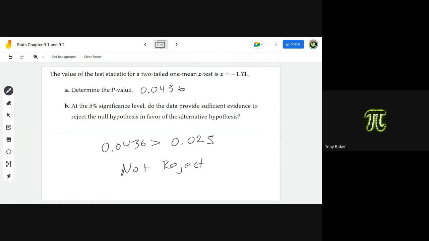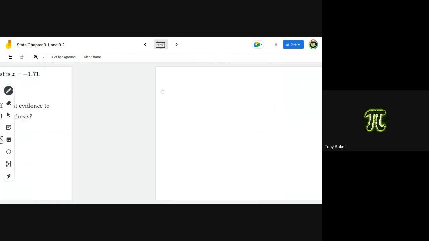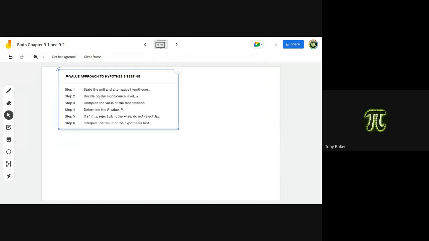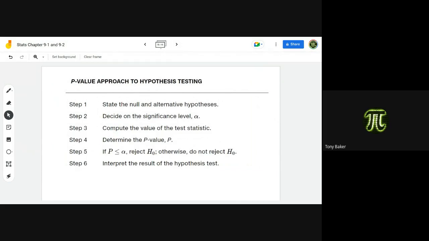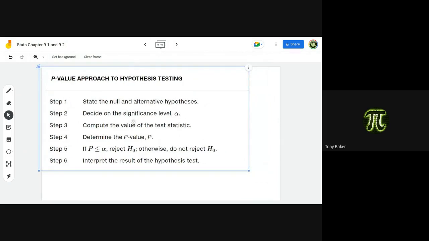All right. So I've given you the critical value approach, and here's the p-value approach. We state the null hypothesis and alternate hypothesis. We decide the significance level. We compute the value of the test statistic. We determine the p-value, and then we determine which direction it goes.